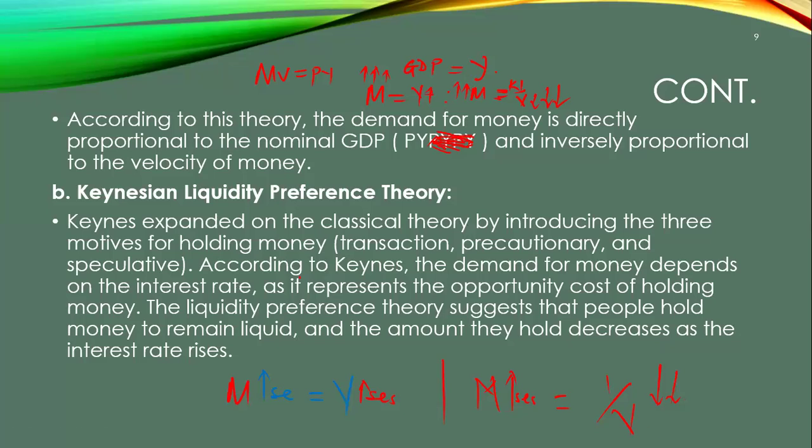So the liquidity preference theory suggests that people hold money to remain liquid, and the amount they hold decreases as interest rates rise. The interest rates may be on borrowing. As the interest rates increase, this affects the quantity of money they are holding.